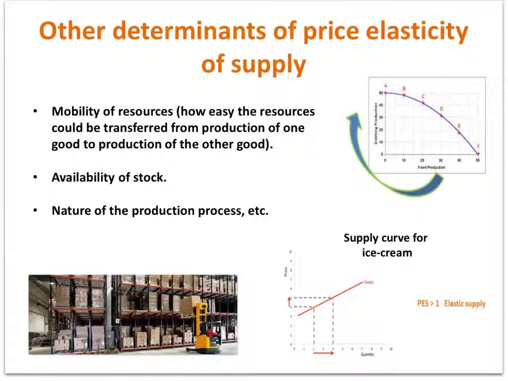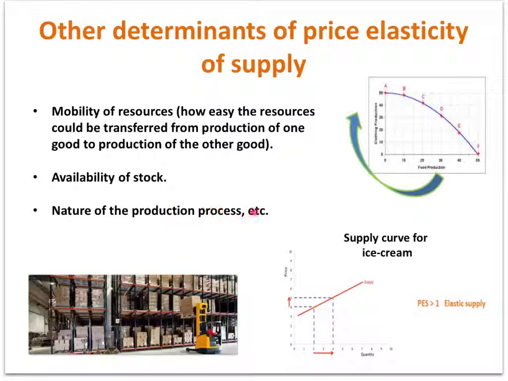If resources have higher mobility, and that means could easier be transferred from production of one good to production of the other good, then supply will be more responsive to a change in price and will be more elastic. Availability of stock means that if producers have a higher stock of finished goods, they will be able to respond to a change in price sooner and immediately supply this stock to the market.